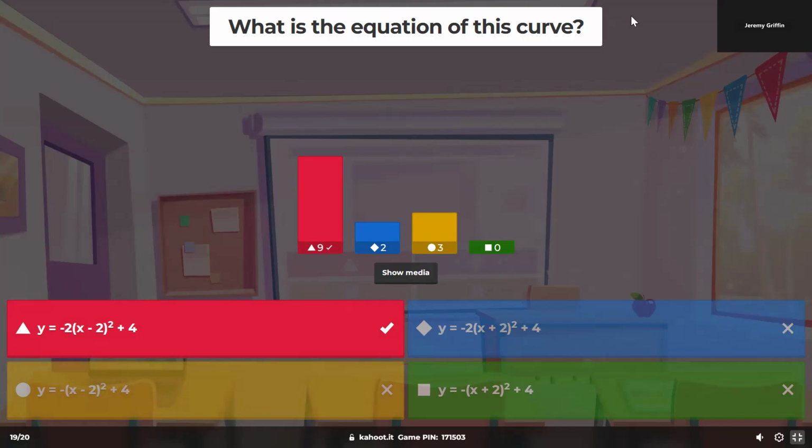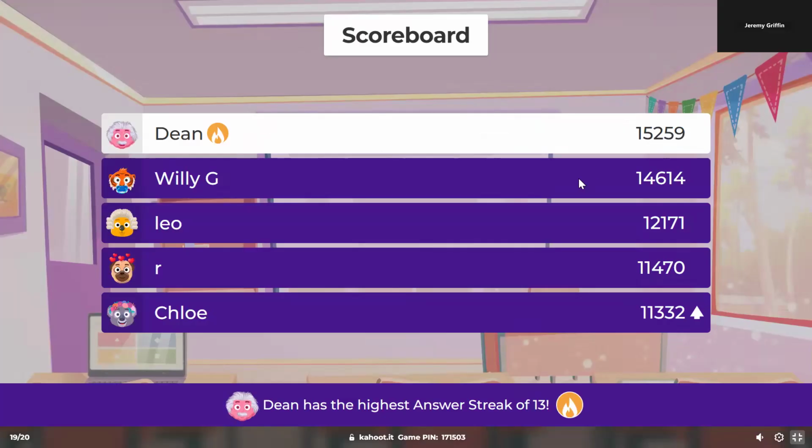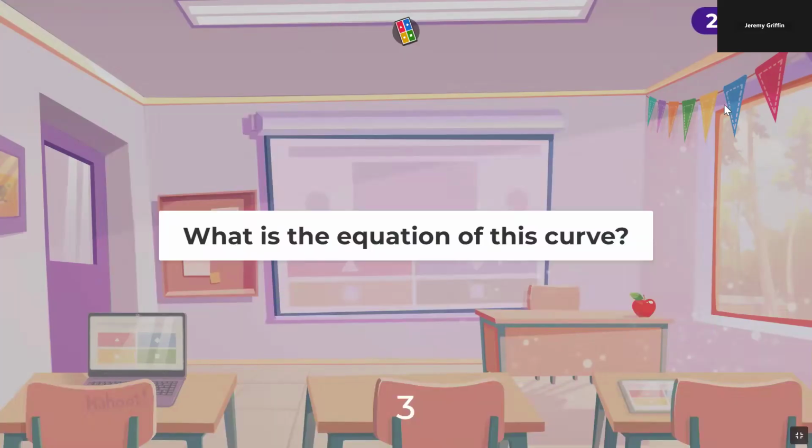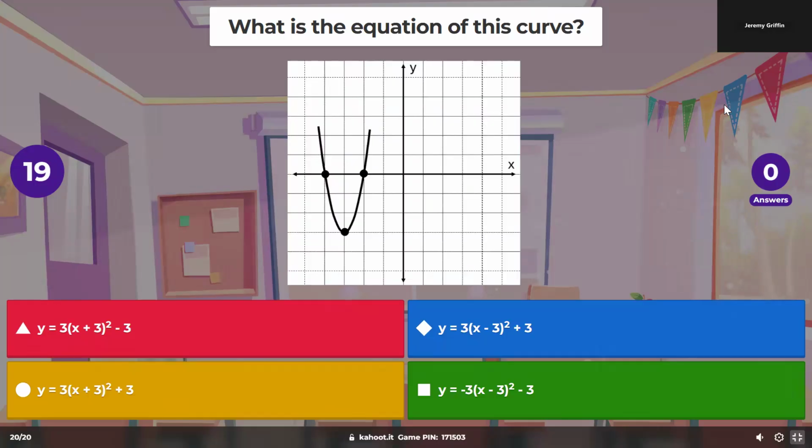So I think there's one more question. We're sitting on Chloe, R, Leo, Willie G, Dean. Last question for the win. What's the equation of this curve?